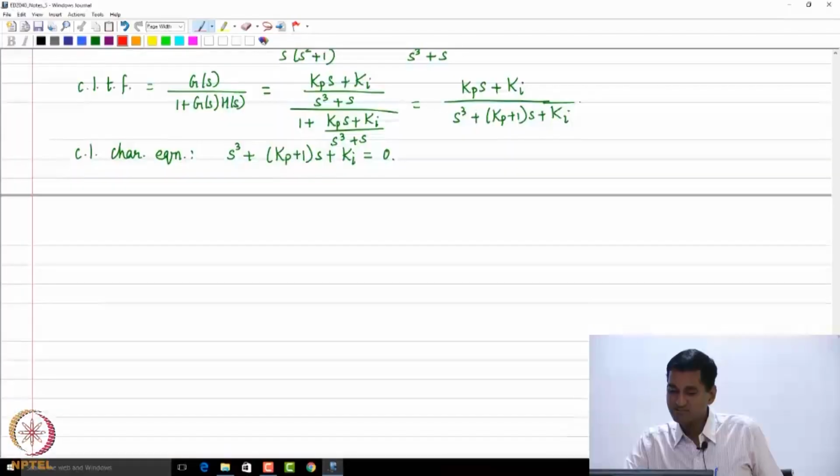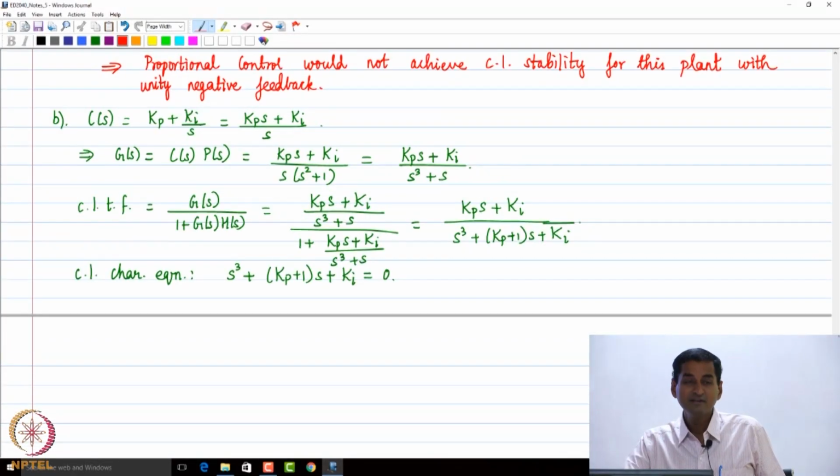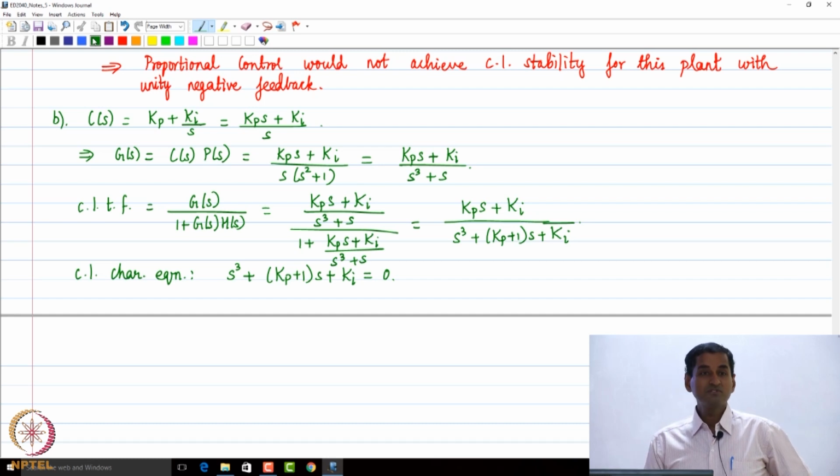I will edit this file appropriately, but we are doing this problem where we are looking at the PI controller, and we figured out that the closed loop characteristic equation is s cubed plus (Kp plus 1)s plus Ki equals 0. The roots of this polynomial will be the closed loop poles. Do you think the PI controller will stabilize this closed loop system? No. Why not? I don't even need to go any further. The necessary condition is not satisfied, so we can immediately see that.